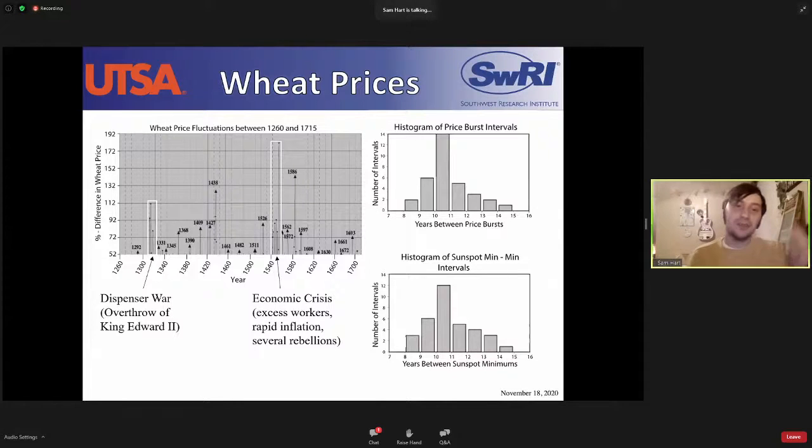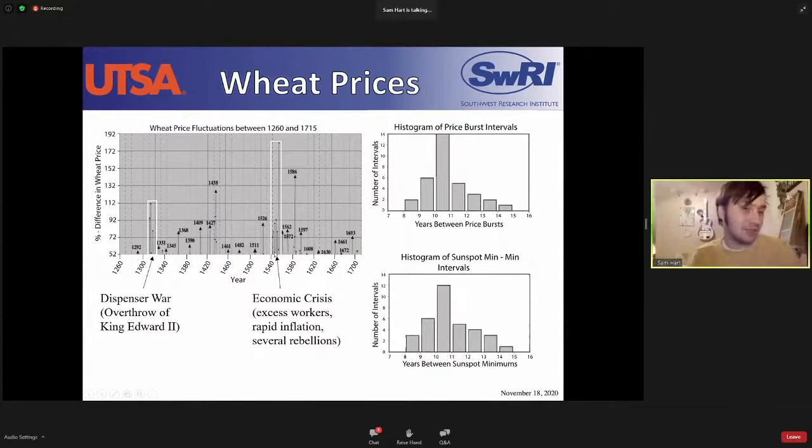And it's actually plotting the difference in wheat prices from year to year. So the highest points on this line are times when the wheat prices were incredibly high compared to that of the previous year. And if you look at some of the years, you can see that they happen maybe every 10 or 20 years.